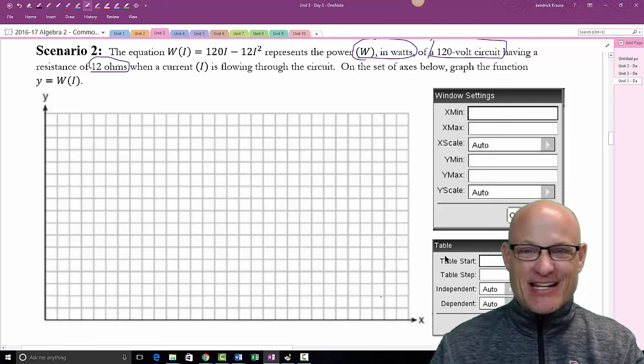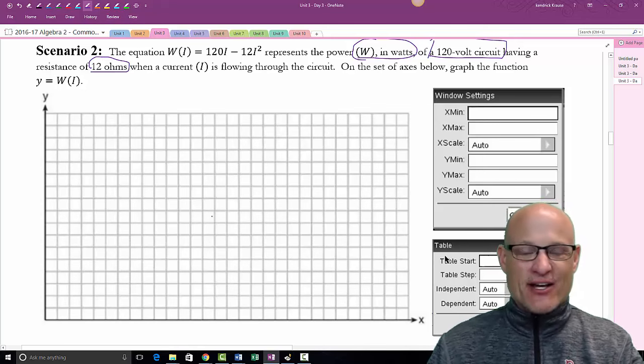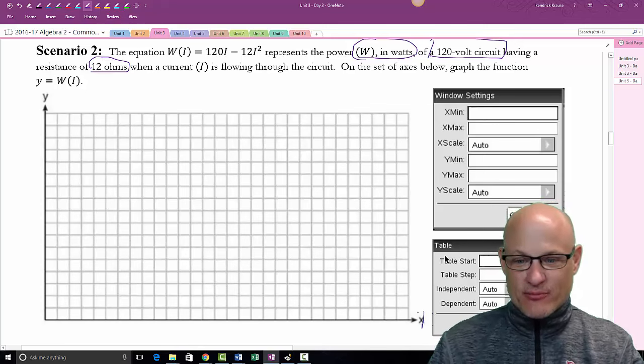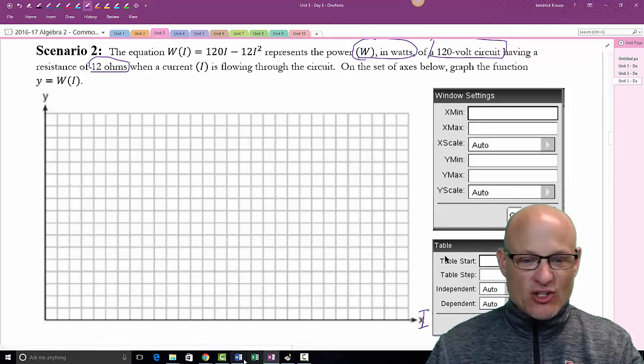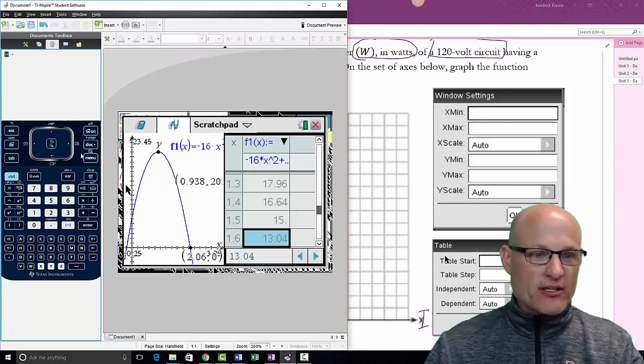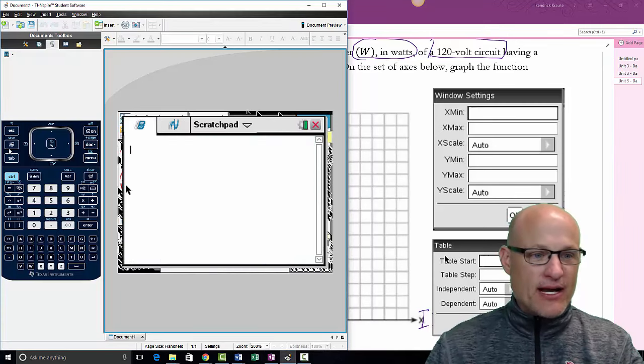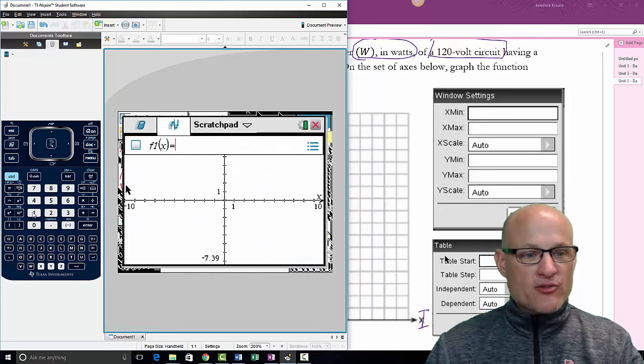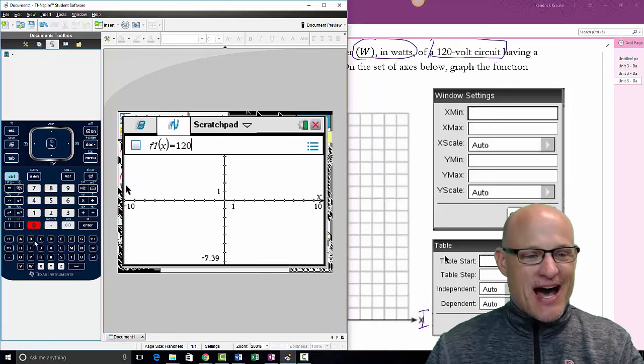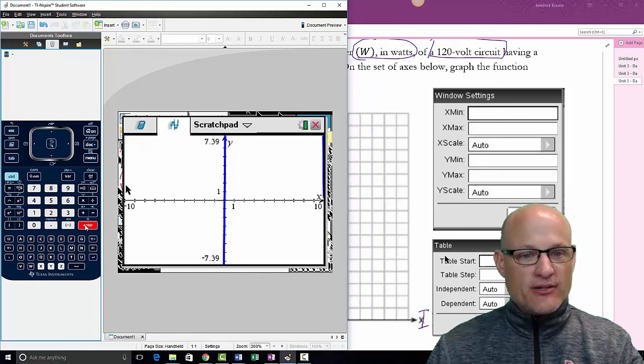You're going to figure out that I is 10, and I need the X value, or my I value, of 10. By the way, this should be I down here, probably not X. So let's take a look at what this looks like graphically. We hit Doc B to get rid of all that, hit the calculator again. So it was 120i, we have to use x, minus 12x squared. Enter.